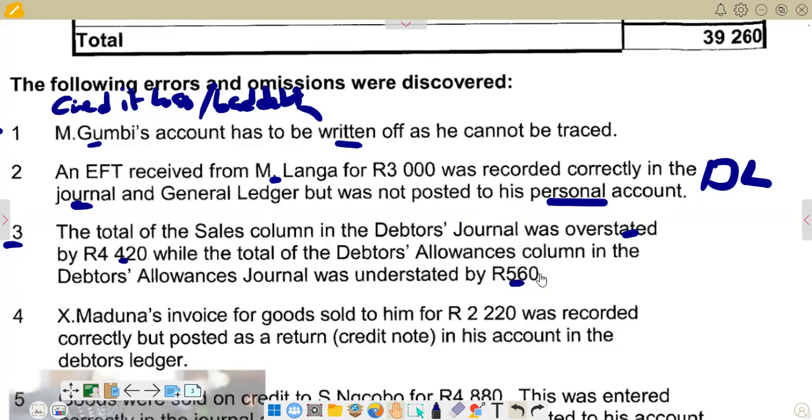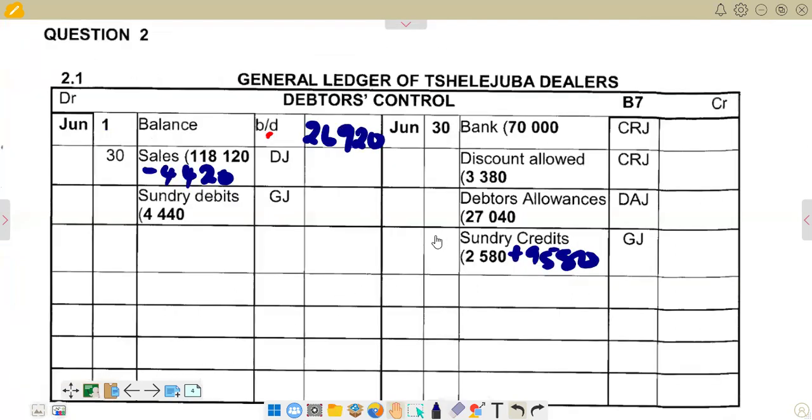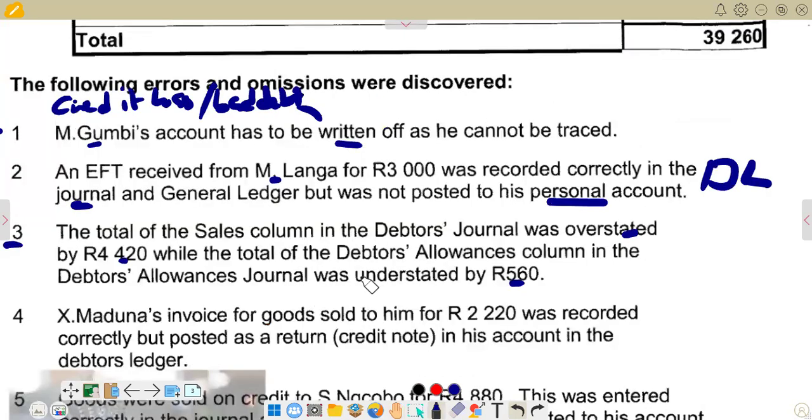So this is what we have. So our 560, we can go to the debtors control and see how we are going to enter it on the credit side. Our 560. So you'd see that our debtors allowances are here. So that's where we are going to put it. So we are going to say plus 560. So this is what we have there on the allowances. Then we go back to see what else do we have in terms of adjustments.